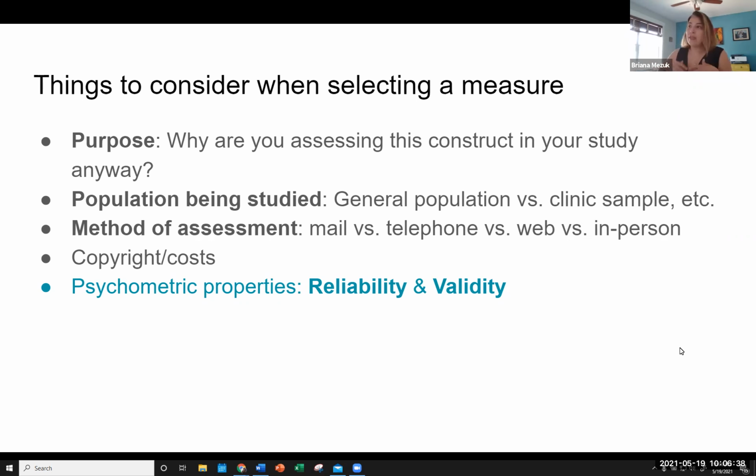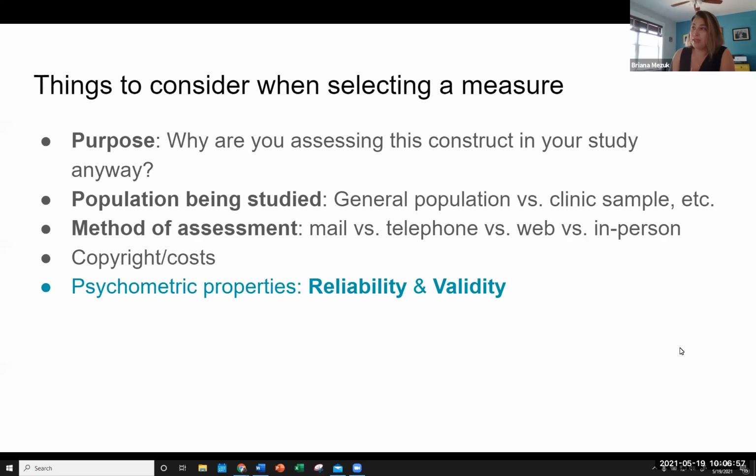So the point is the purpose. You want to know something about the population being studied. So am I looking at a general population or a clinic-based population? We know that clinics are very non-equivalent in lots of different ways, including, for example, in prevalence of depression or depressive symptoms. I want to know the method of assessment.